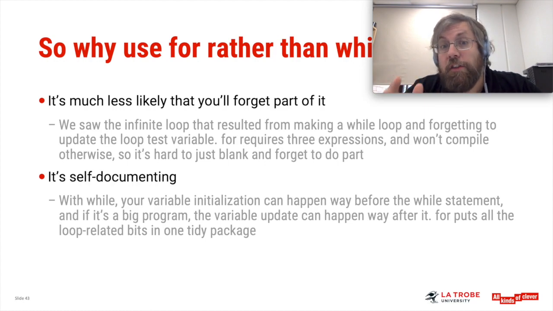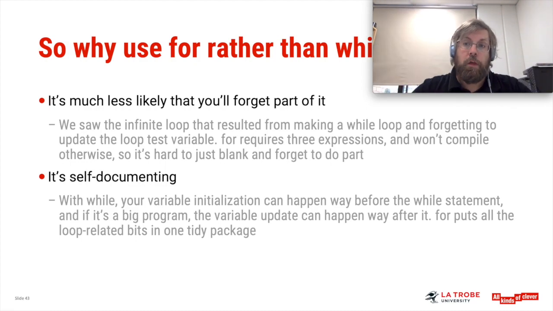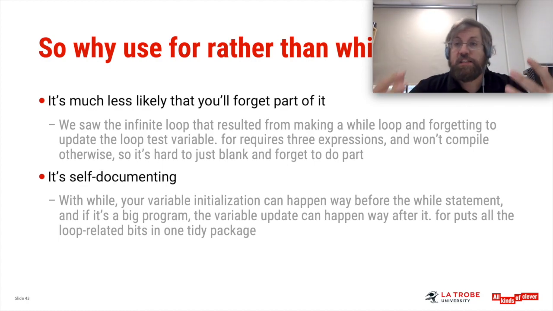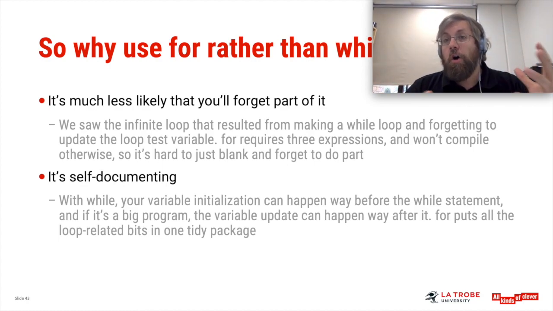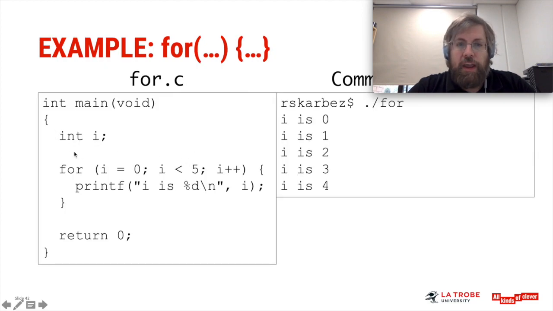And also it's self-documenting. So with while, if you have a big program, you can have your while statement here. You can initialize it way up here. You can update your loop test way down here somewhere. And you can't necessarily even see all of them at once. It makes it harder to track what's going on in your loop. With for, it puts all the bits right here. Everything you need to know about this loop is in this one line. Okay, that's really helpful and it's really powerful.